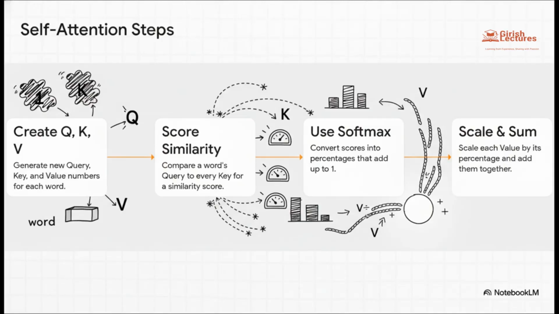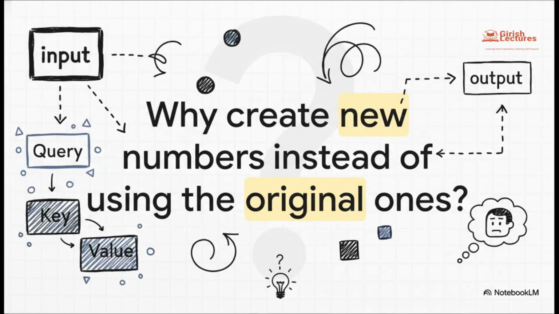The query for one word goes around and asks the key of every other word, hey, how relevant are you to me? This creates a similarity score. Then based on those scores, the model blends together the values from all the other words. It's literally a process where every word looks at every other word and figures out how much attention it should pay to it. Okay, I know what you might be thinking. Queries, keys, values, why all this complexity? Why not just use the original numbers for the words?